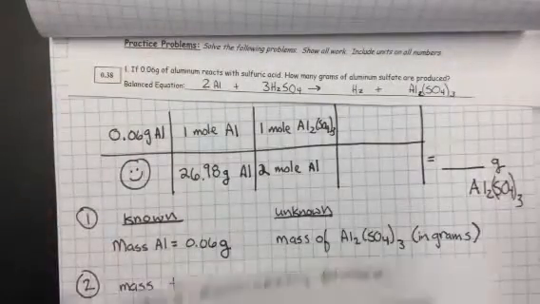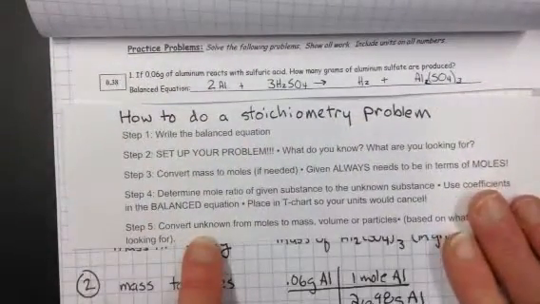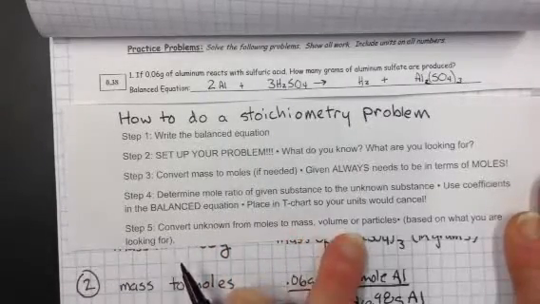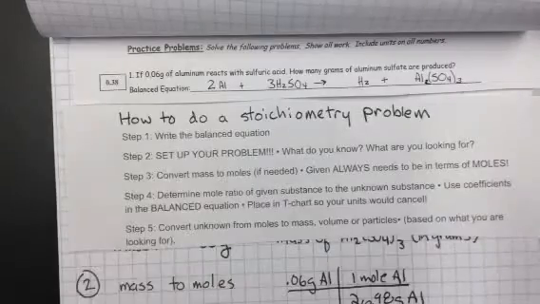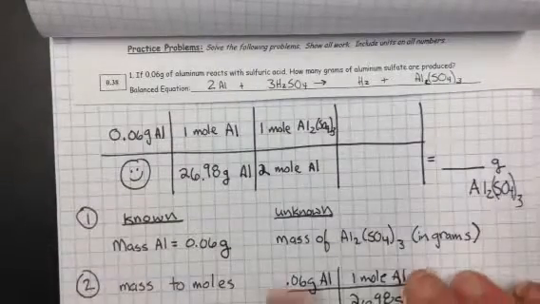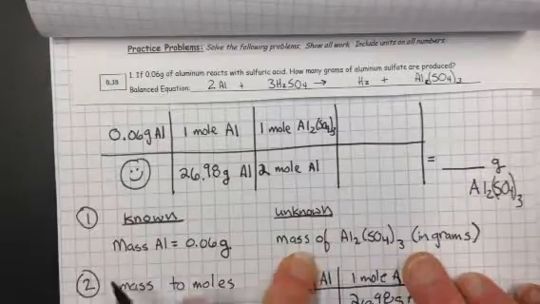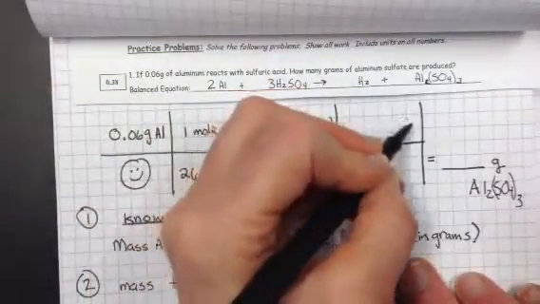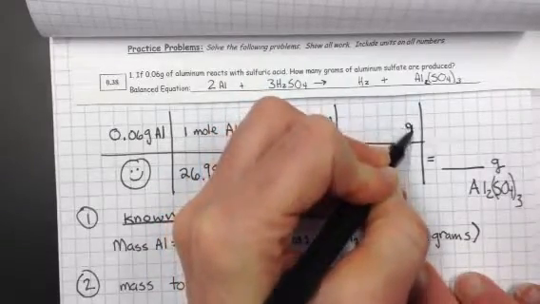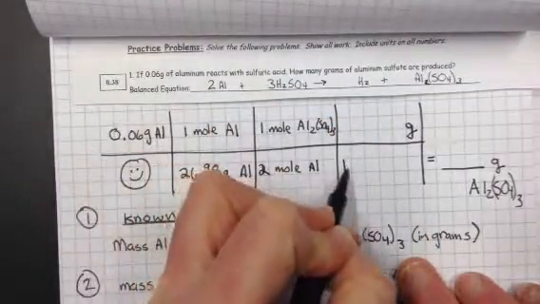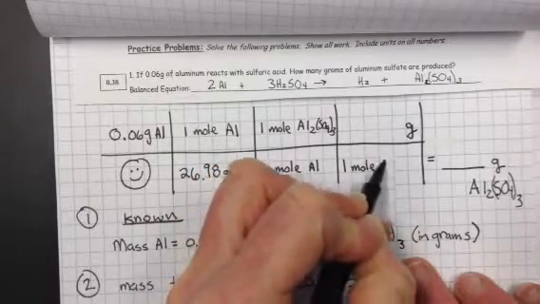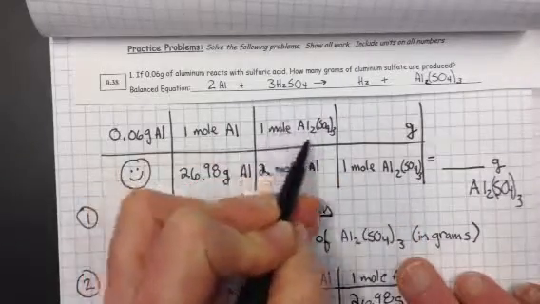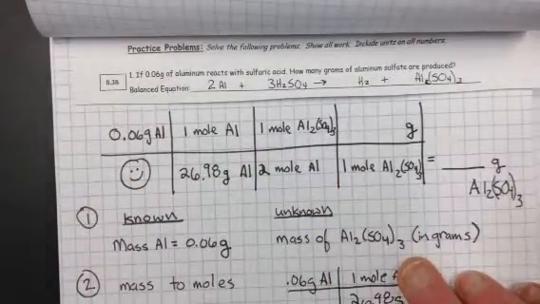So let's look at our next step. Convert unknown from moles to mass or volume or particles, whatever is asked for in the question. That's why we have to analyze a question. Our unknown is they want mass. So in the end, we should have some kind of grams here, and we want to cancel out the 1 mole Al2SO4 because we are converting from moles to the grams.